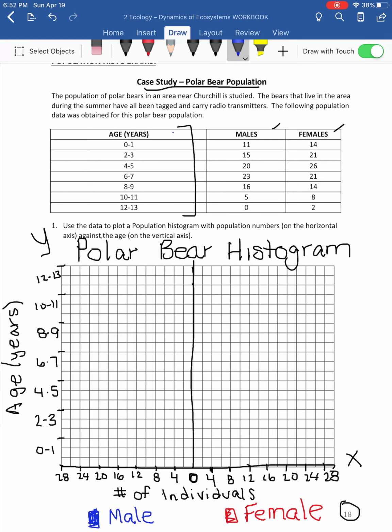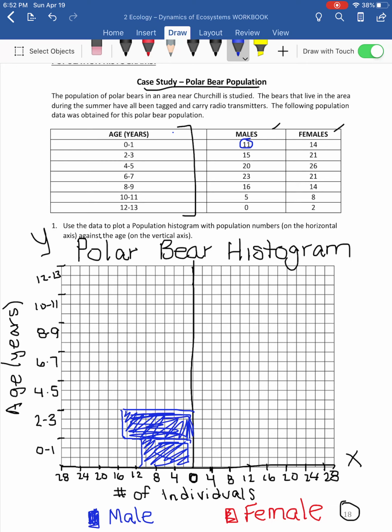Okay, so I'm going to start with males. All right, so starting here in the 0 to 1 age range, I have 11 individuals. So I graph that there, and I'll color it in. Okay, between 2 to 3, I have 15. Notice how my scale goes up by 2 each time. And my bars are 3 wide just to fill space. You should always fill as much space as you can when graphing.